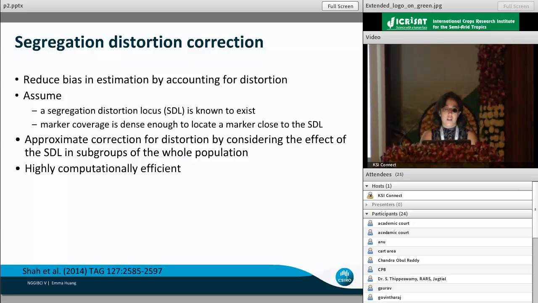So this relies on the assumption that we know there's a segregation distortion locus, or SDL, and that we have dense enough marker coverage that we can have a marker close to the SDL. Both of which are very true in our case and true in many other cases. And then we can use the fact that we have such a large population, which is derived from many different combinations of mixing up the parents, to get an approximate correction for the distortion by considering the effect of the segregation distortion locus in different subgroups.